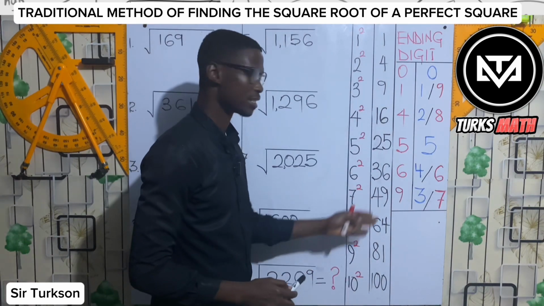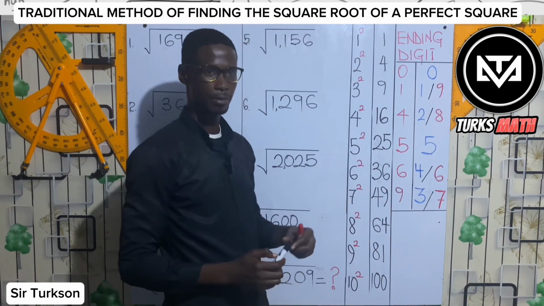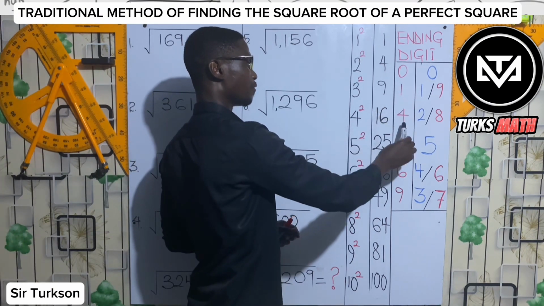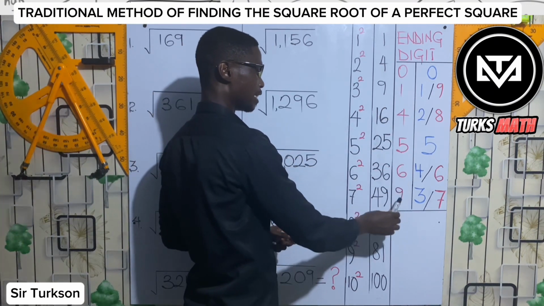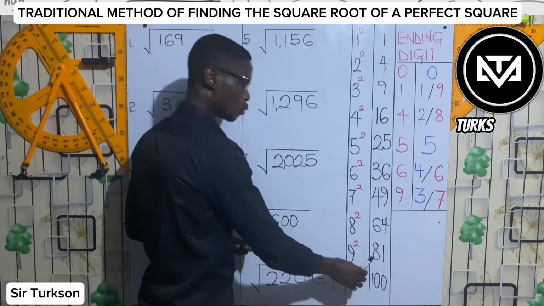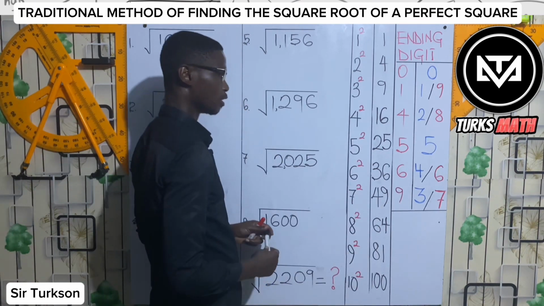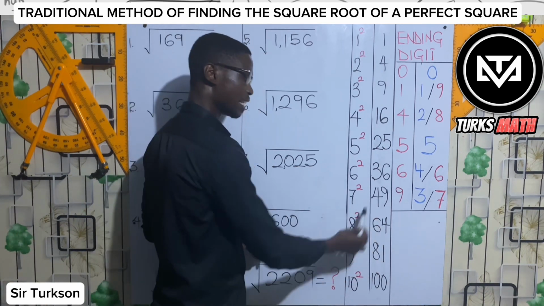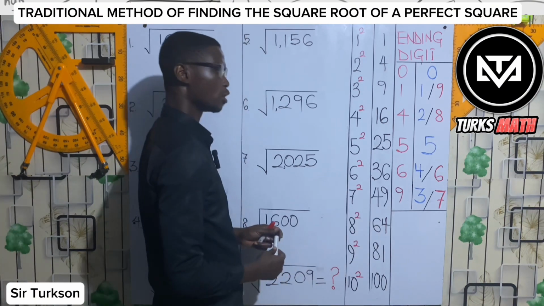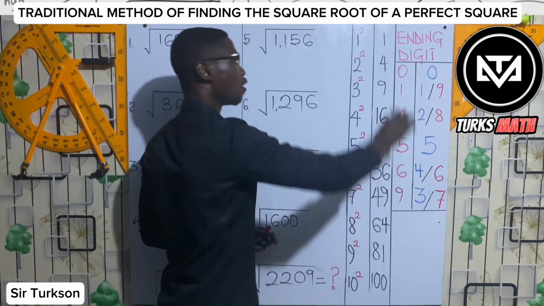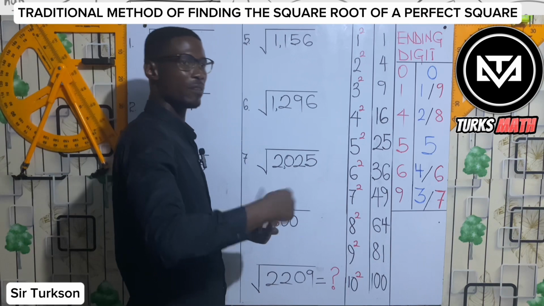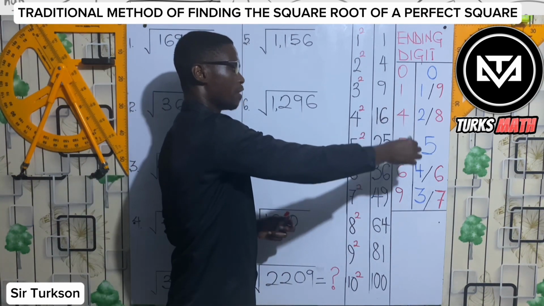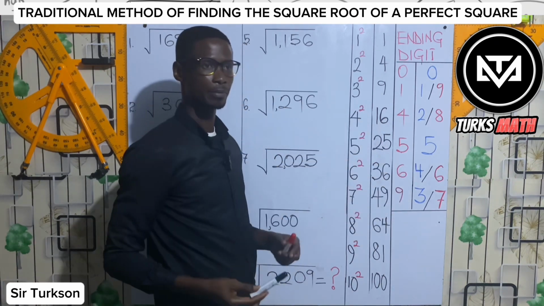And these perfect squares have their ending digits. And what are the ending digits? 0, 1, 4, 5, 6, and 9. So when you take 81, its ending digit is 1. 64, its ending digit is 4. 49, its ending digit is 9. So these are the ending digits of perfect squares. So perfect squares have their ending digits to be 0, 1, 4, 5, 6, and 9.